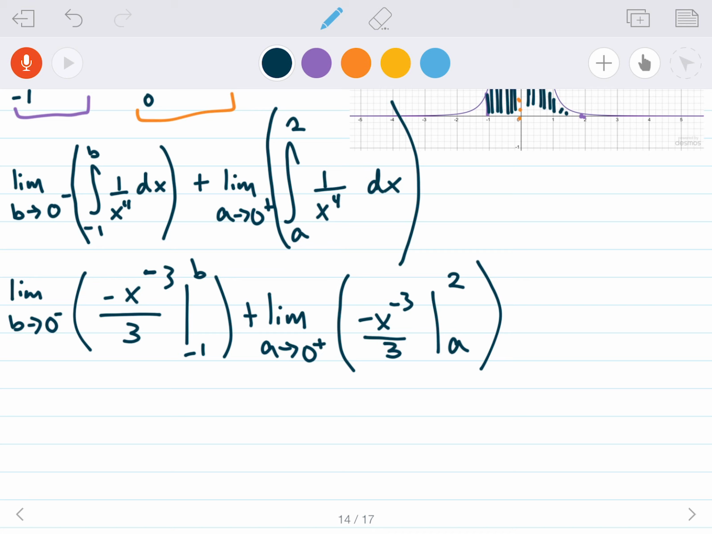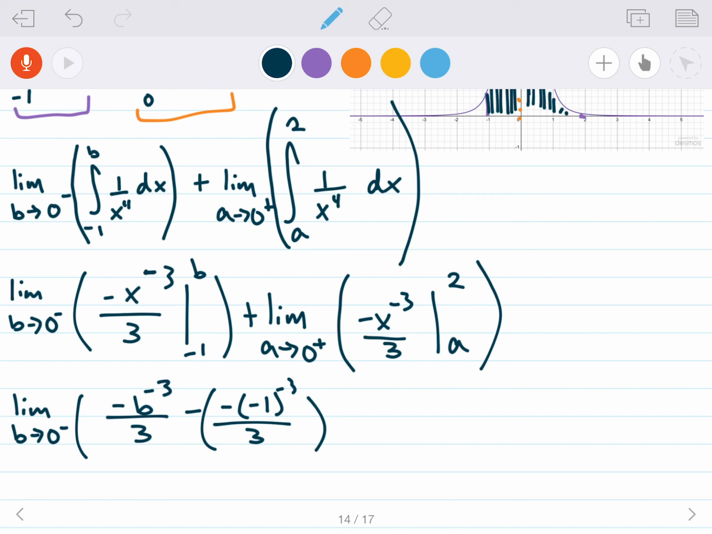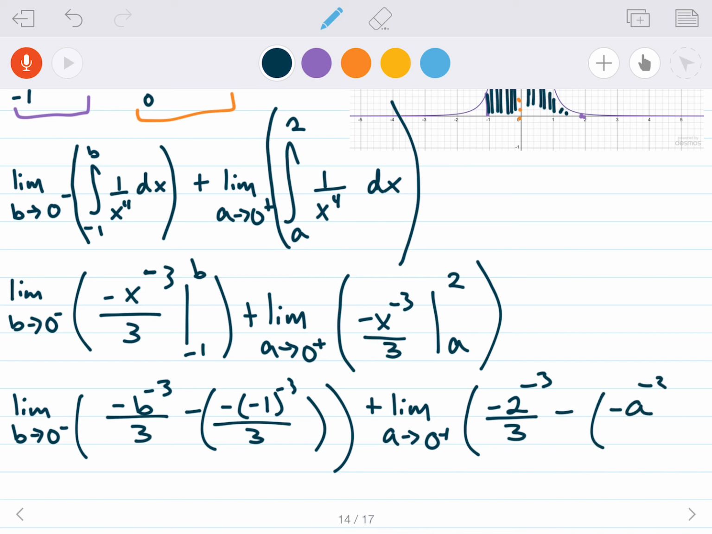All right, so for this first one, b goes to 0 from the left, and then we have negative b to the negative 3 over 3 minus negative 1 to the negative 3 over 3, and then for the second one we have negative 2 to the negative 3 over 3 minus negative a to the negative 3 over 3. So far so good.